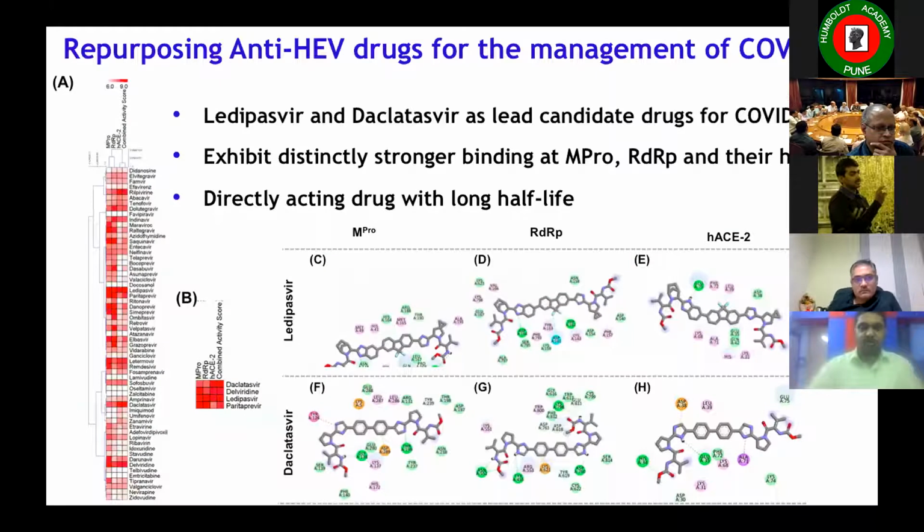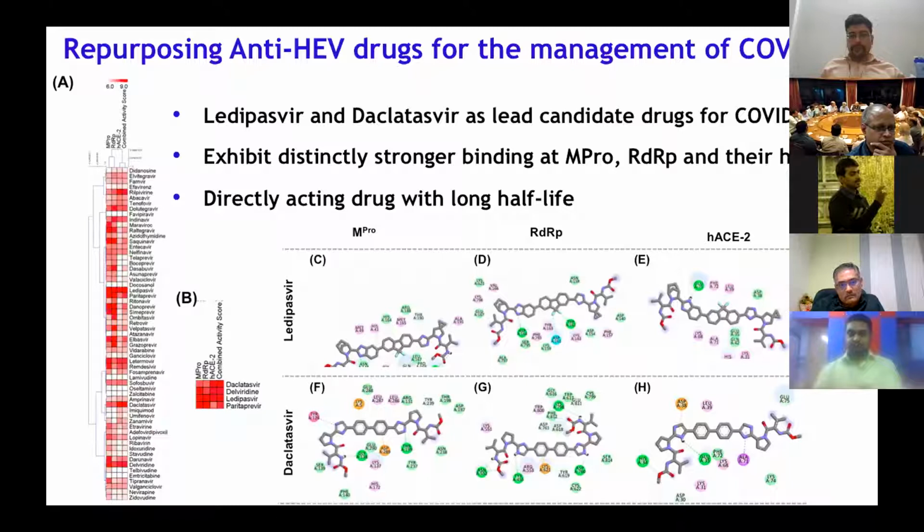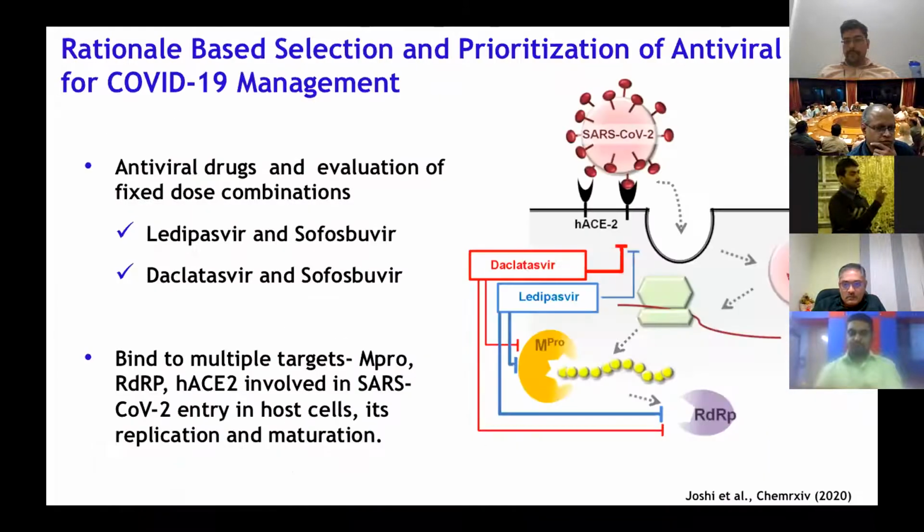Coming back to the known antivirals, we screened more than 60 known antivirals, and based on these binding scores as well as the combined activity score, we identified 3 molecules which are much better than remdesivir. One is ledipasvir as well as daclatasvir, and they could target all the 3 targets: main proteases, RDRPs, as well as human angiotensin converting enzyme 2. And again, we come up with these 2 combinations, for example, ledipasvir with sofosbuvir, and daclatasvir with sofosbuvir. And this combination we propose for the clinical trial.